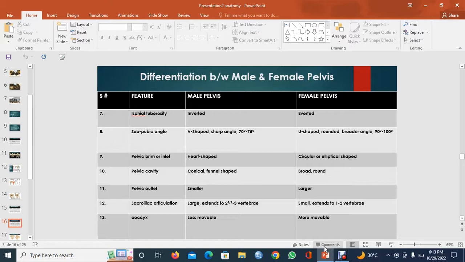about 90 to 100 degrees, whereas the pelvic brim or the inlet is heart shape in case of males, whereas in case of female it is circular or elliptical shape. Pelvic cavity conical shape in case of male, whereas in female it is broad and round. Pelvic outlet in male is smaller, in female it is larger. Sacroiliac articulation extends up to 2 to 3rd sacral vertebra in case of males, whereas in case of female it only extends up to 1 to 2 vertebrae, whereas the coccyx in male is less movable, whereas in female it is more movable.